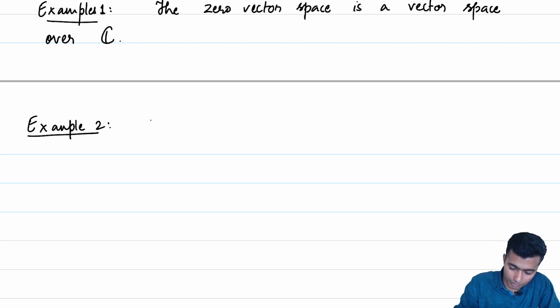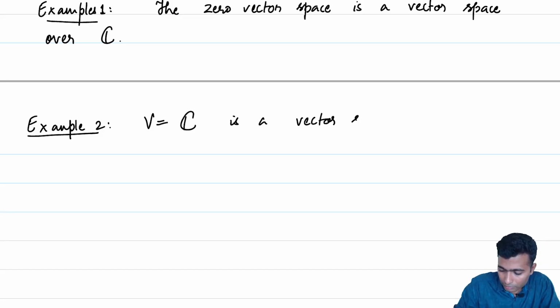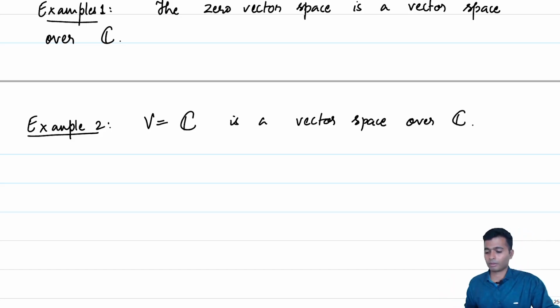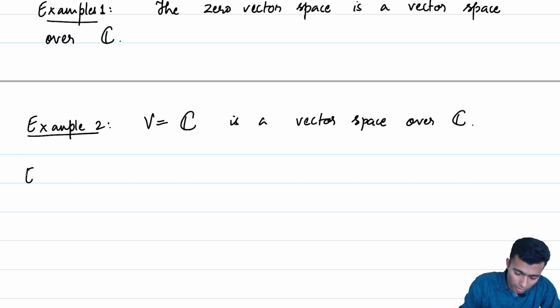How about the second example? C itself is a vector space. So V is equal to C is a vector space over C. How is the vector addition? The usual addition. And how is the scalar multiplication? Take a scalar which is now a complex number and take a vector which is again a complex number. The scalar multiplication will just turn out to be the normal multiplication. This becomes a vector space over C.